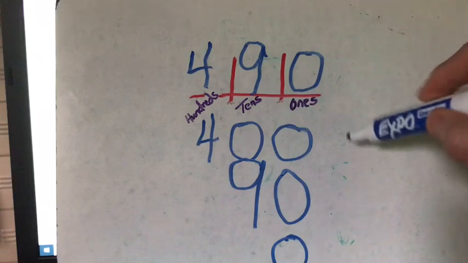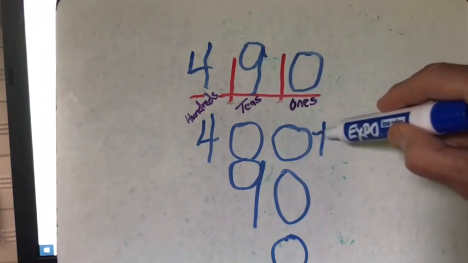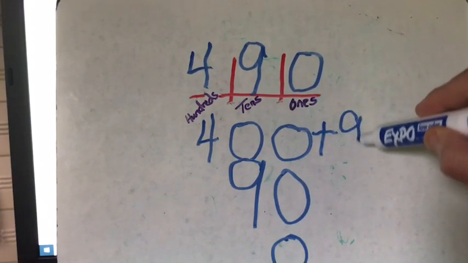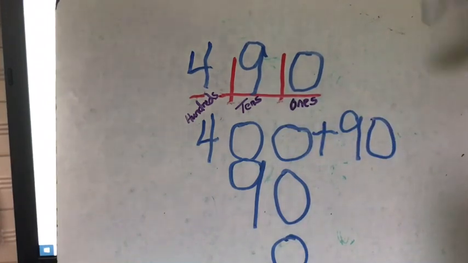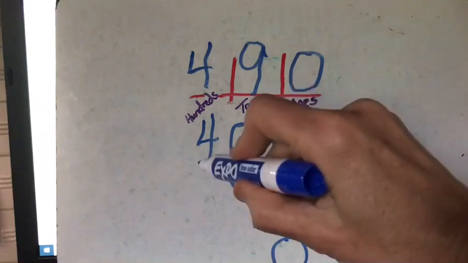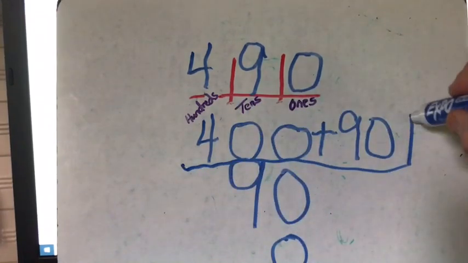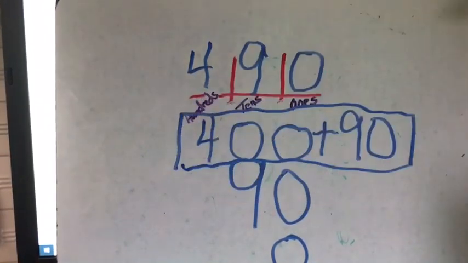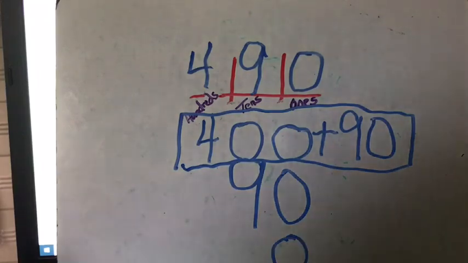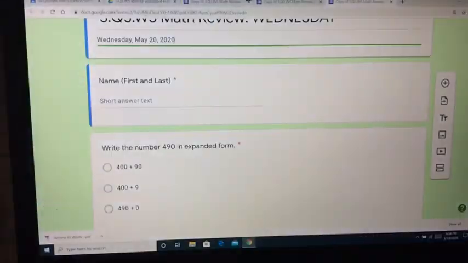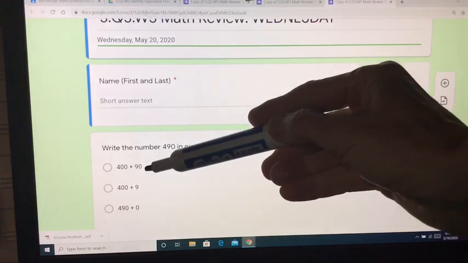Now when I take these, I'm going to just put a plus sign between them, 400 plus 90. And if you have 0, you have nothing. So when I write out the answer, or when I choose the answer, I'm going to choose the one that says 400 plus 90. And let's look. That would be the very first one.